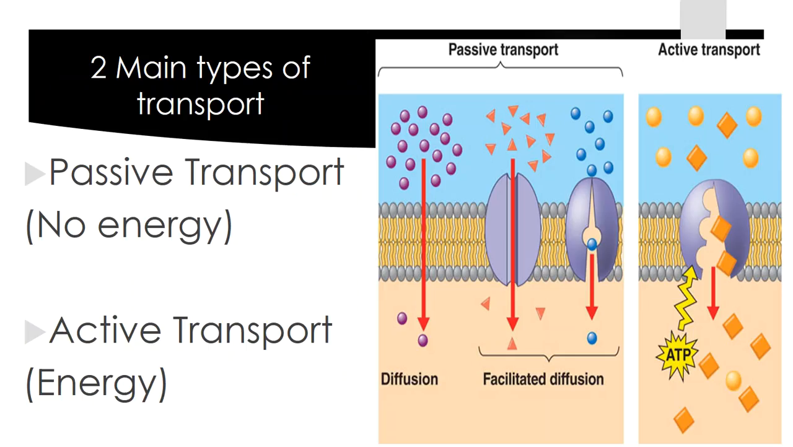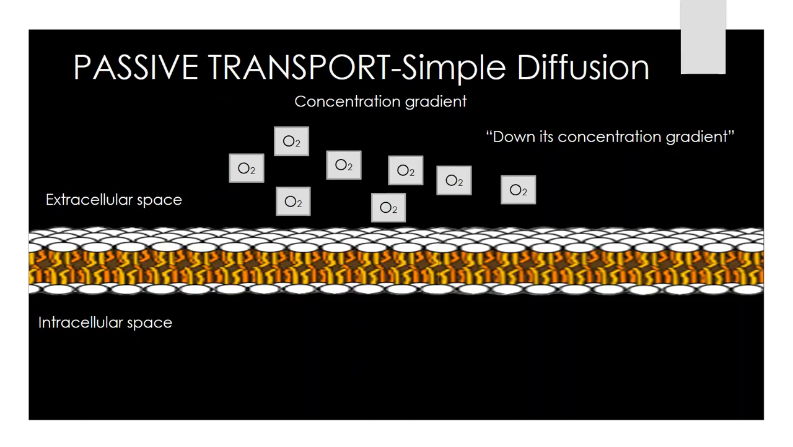So how do things actually pass through that region? And that's going to take us to two main types of transport. We call this cellular transport. And the two main types are going to be passive transport, which does not require any energy, and active transport, which does require energy. We're going to start by talking about passive transport.